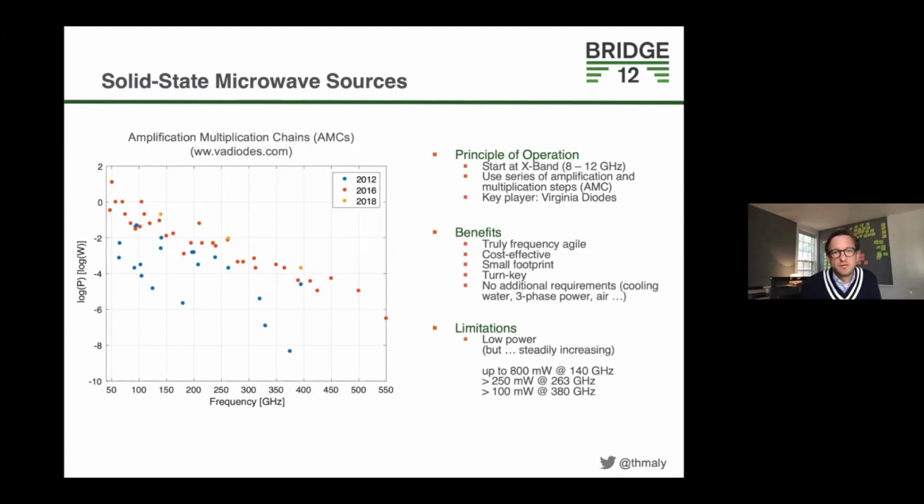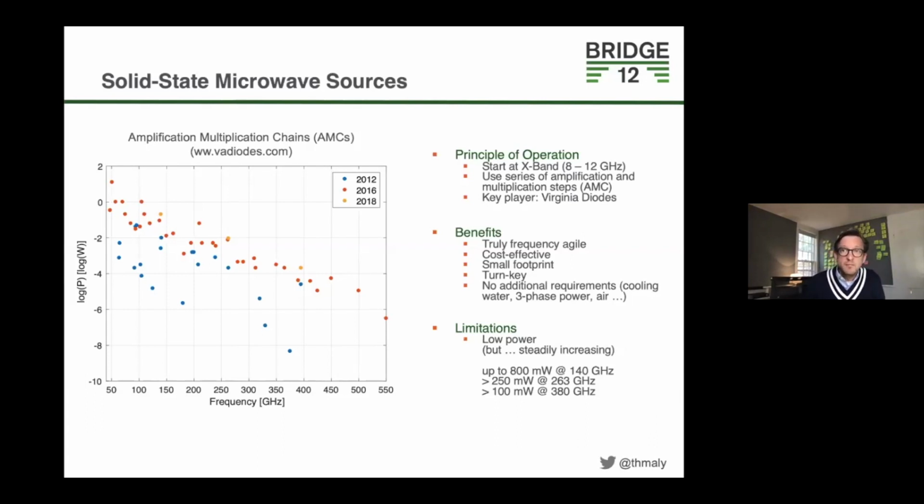They have a very small footprint. These are really very compact systems. And in terms of facility, if you have an outlet somewhere, you can run a solid state source. There's no three-phase power, no air, no cooling water required. The limitations, of course, the low power.